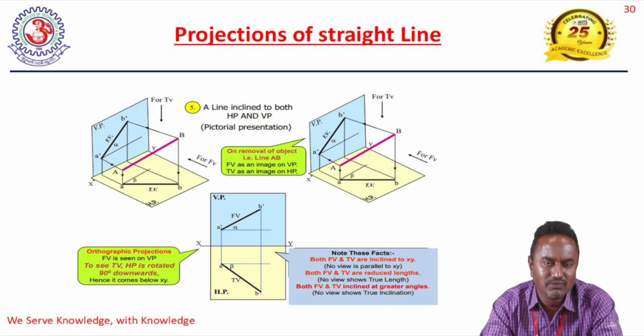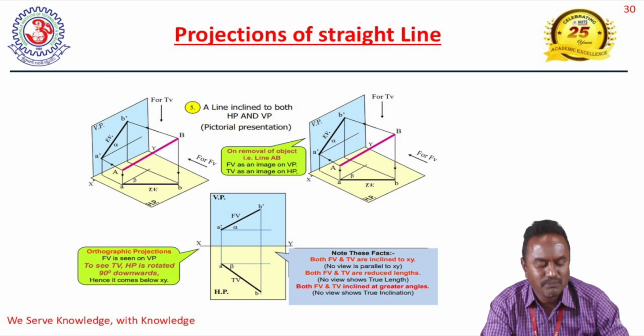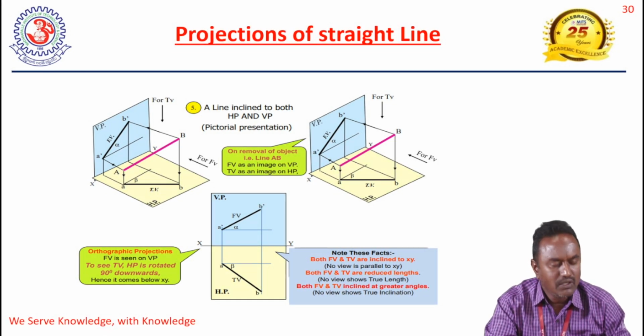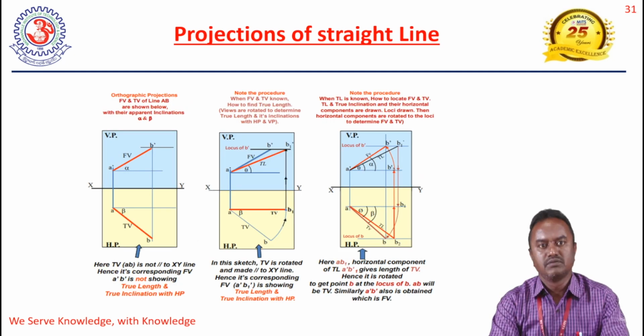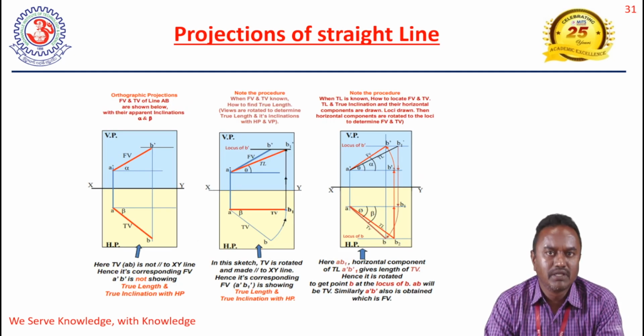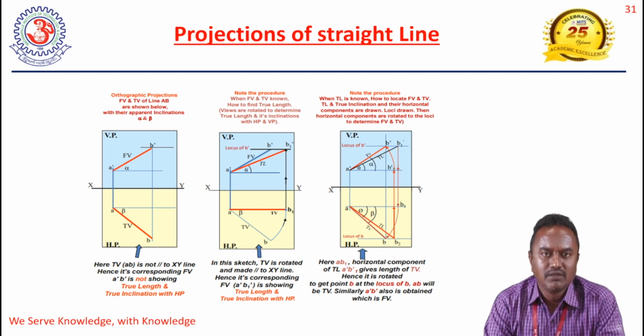Both the front and top views will be reduced in length. True length is not coming. In both cases, it is reduced in length. Anyway, we draw the true length also, but the front and top views will be reduced in size. So this is a simple example in the case of projections of a straight line, where both the front as well as the top view are reduced in length because of the inclination.